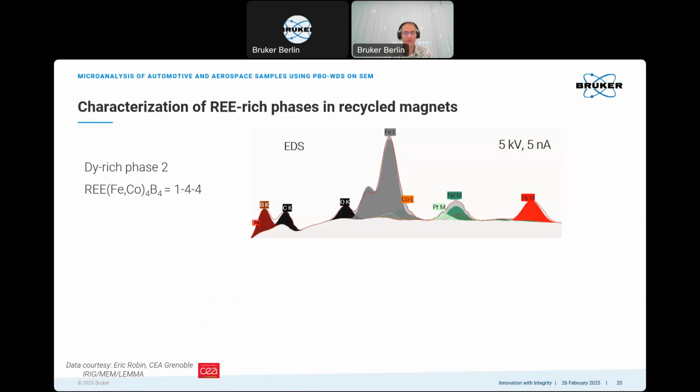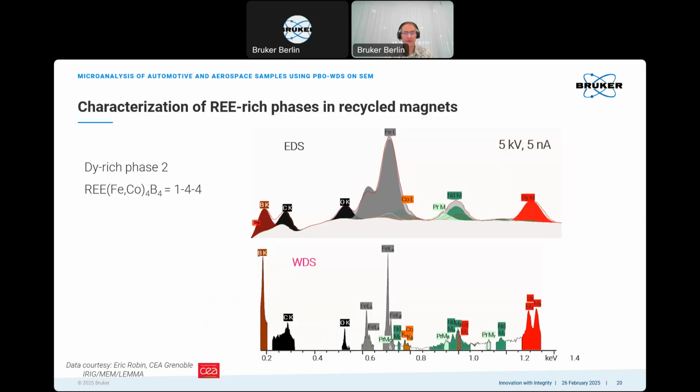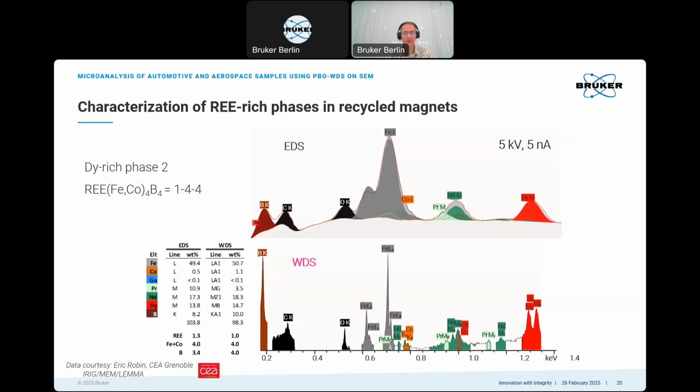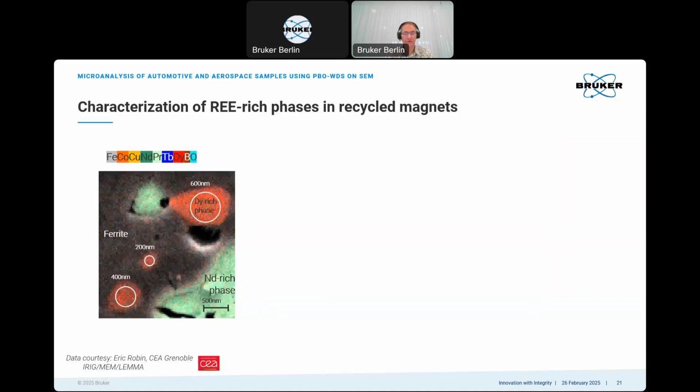We have a separate dysprosium-rich phase, and the same is valid here. WDS has a higher spectral resolution and gives at the end better results for these complicated analyses. So the advantage is the resolution of the rare earth elements and also the sensitivity for boron. And so we end up with better data.